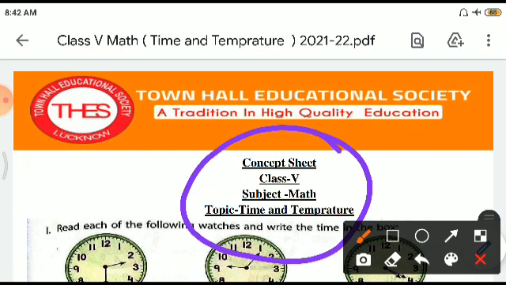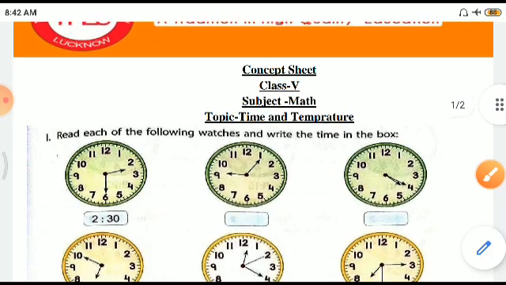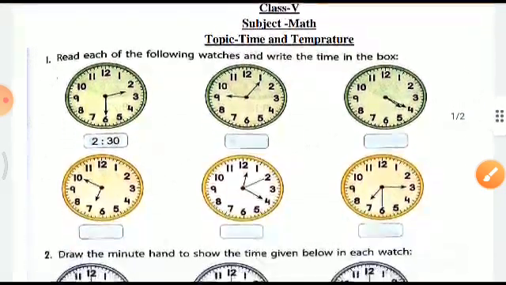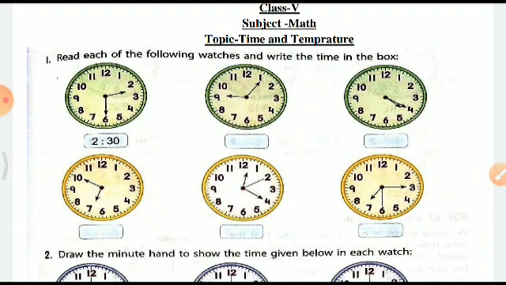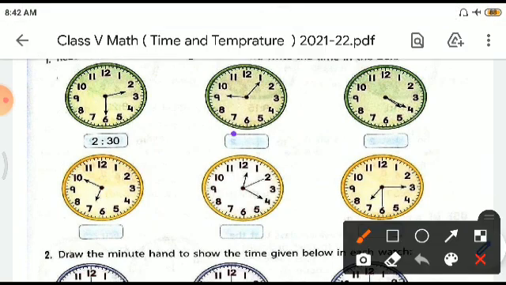So let us see what is there in exercise 1. We have to read each of the following watches' time. See, the first one has been done for you. It's 2:30. The second one, see, it's after 12. It's 5 places past 1. So that is 1:05.